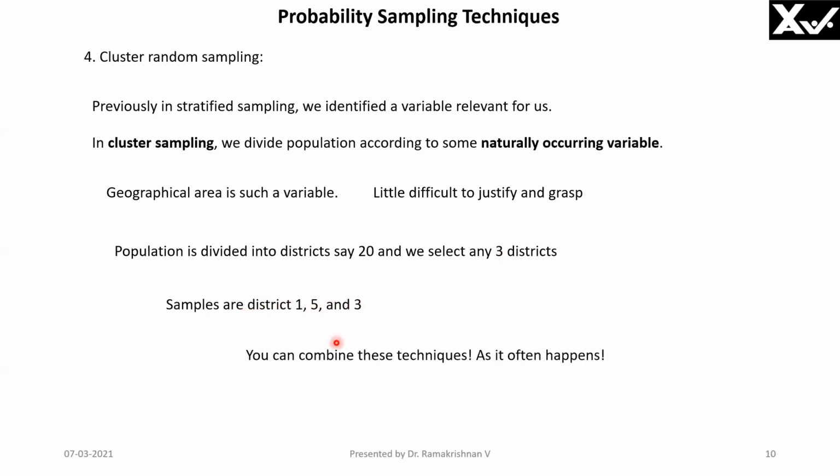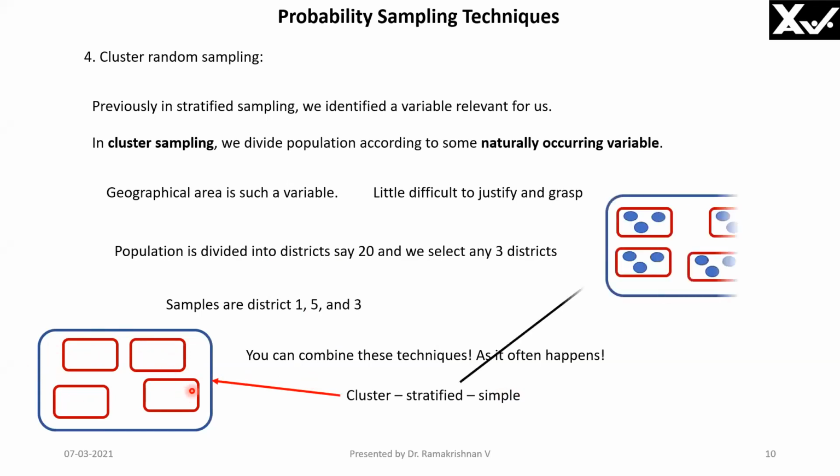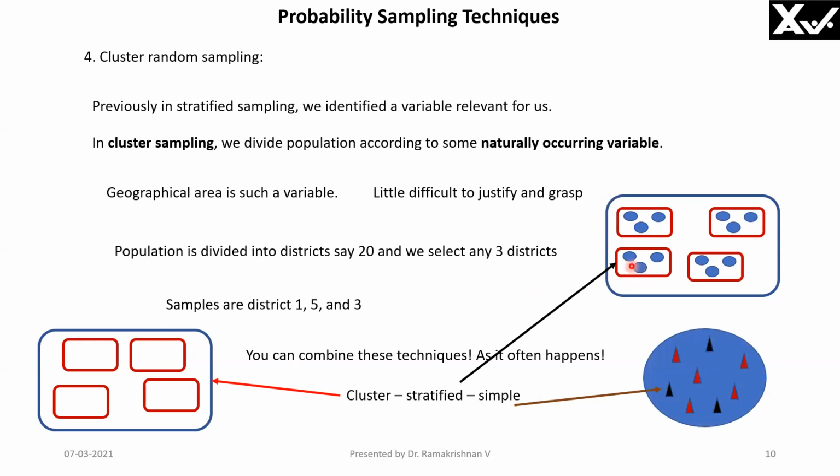Okay. Sometimes we can combine these techniques, as often we do it like that only. For example, we combine cluster, stratified, and simple random techniques. We will see here. So this is a state. We have divided into districts. This is a cluster sampling. I'm selecting 3 districts. And then on the district, you can find out the stratified sampling. And from each stratum, I'm just collecting simple random sampling. So from this, I'm taking a district. From this, I am taking a strata. And from strata, I'm taking a simple random sample. This is how you do the sampling in probability sampling.